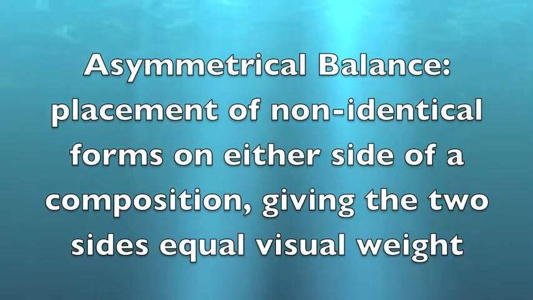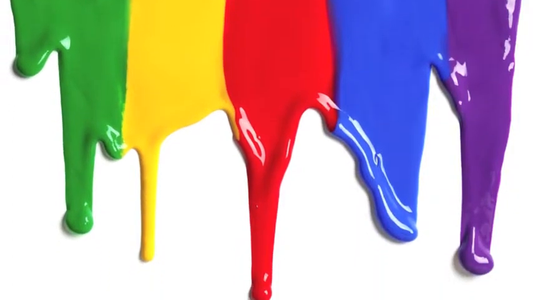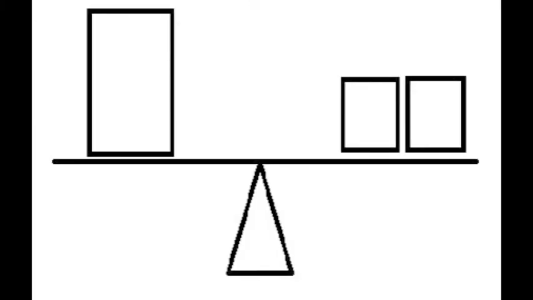Asymmetrical balance involves placement of non-identical forms to either side of a balancing point, giving the two sides equal visual weight. The artist can use different colors, sizes, and shapes to create different distributions of balance.